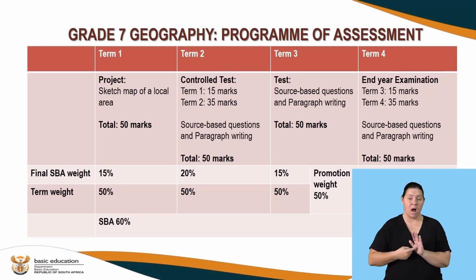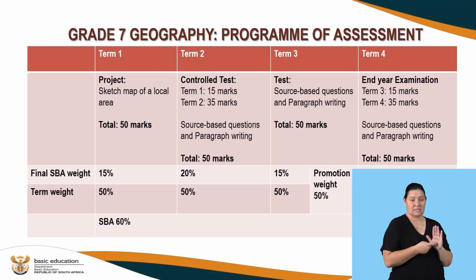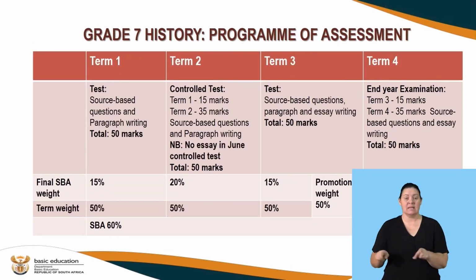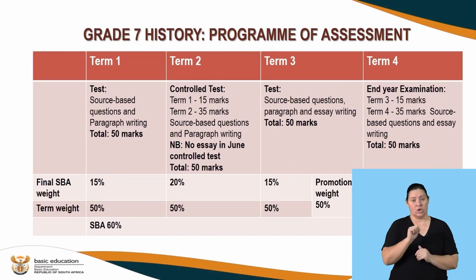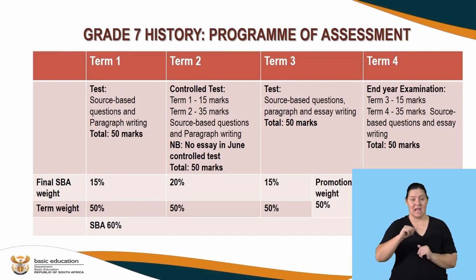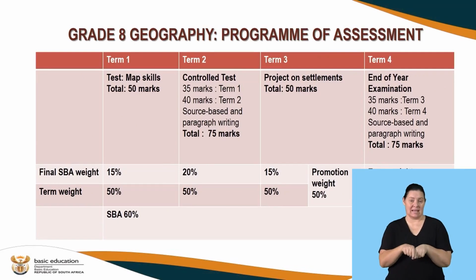But in terms of the mark allocation, for term 2, the control test there will be 15 marks and 35 marks. Then the last term will be 15 marks and 35 marks. Then the same applies to history. In history, we'll still have the 50 marks. Then in term 2, there will be 15 marks for term 1 and 35 marks for term 2. Then in terms of essay writing, there will be no essay in June in term 2 in grade 7. The only essay will be available in term 4. In term 3, we're still going to do the term test as usual.